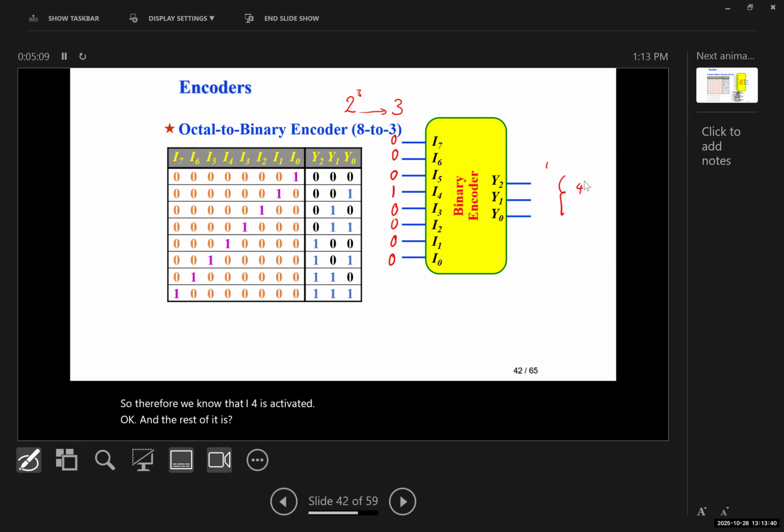Now, let's do another one. What if this is also 0 and I6 is 1? What would the output be? 1, 1, 0. Perfect. 1, 1, 0. Thank you so much. Now, what if I6 and I2 are both 1? What happens here?